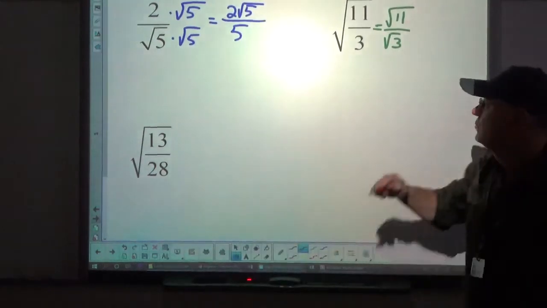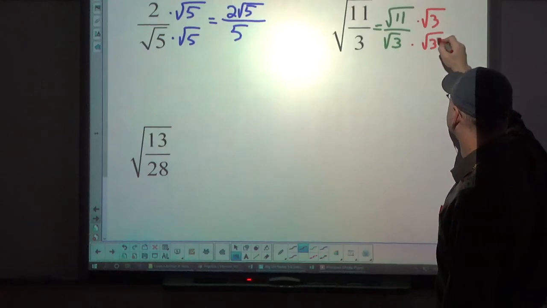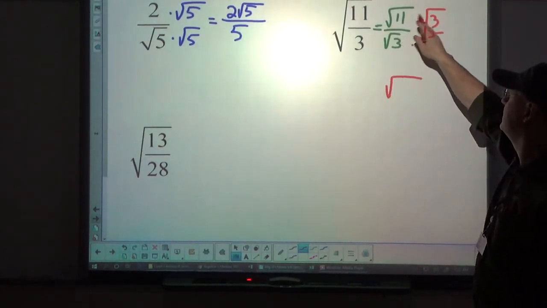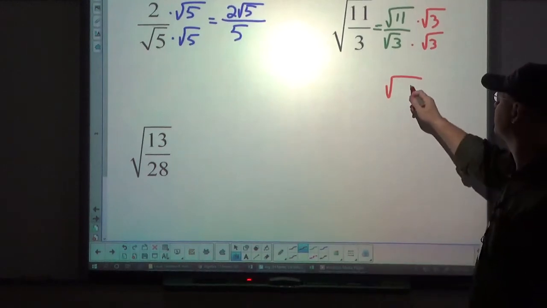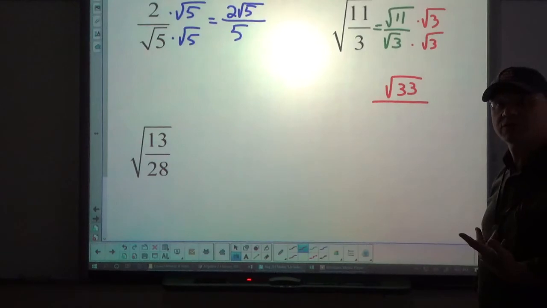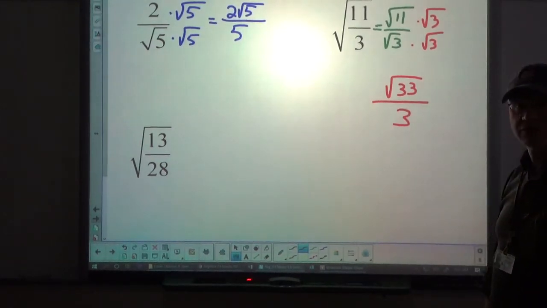I want to multiply top and bottom by square root of 3. This is rationalizing the denominator. The top: both the insides get multiplied together, so I get 33 inside the square root. The bottom, square root of 3 times square root of 3, is the number 3. And there's your answer.